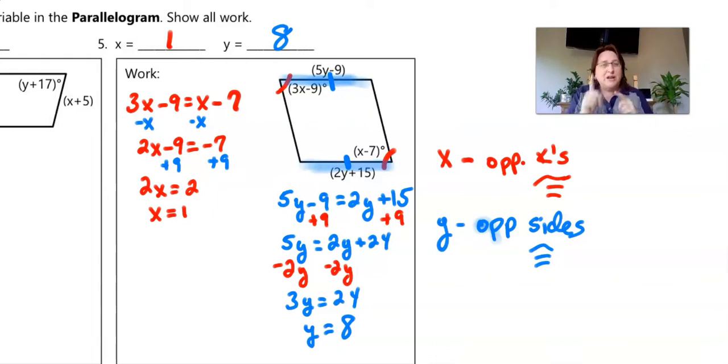Now, let's take a look at a property of a different part of the parallelogram, and let's go down and look at number 15.